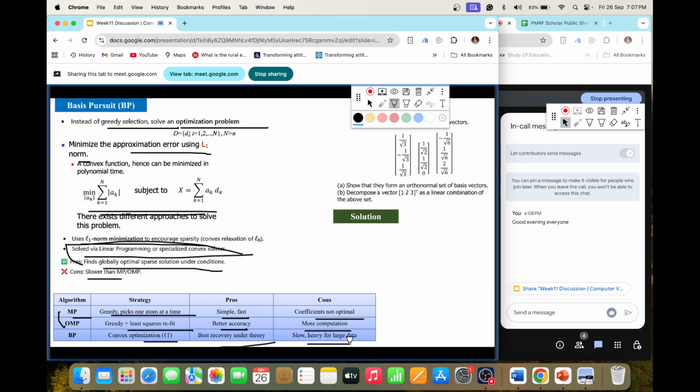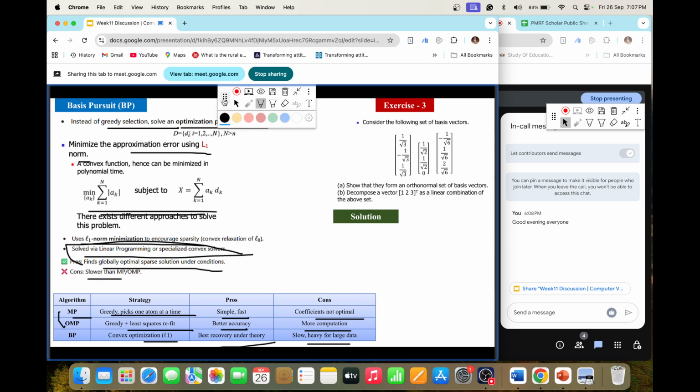So yeah, these are the theory. Again, I am not going into theory; it is better to just see some questions that will clarify your concepts. Consider the following set of basis vectors. This is one basis vector, this is another, and this is a third. Basis vectors are also called atoms. So these are your three atoms: this is your first atom, this is your second atom, this is your third atom. They form an orthonormal set of basis vectors.